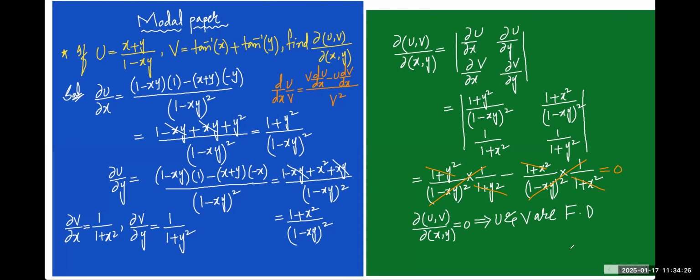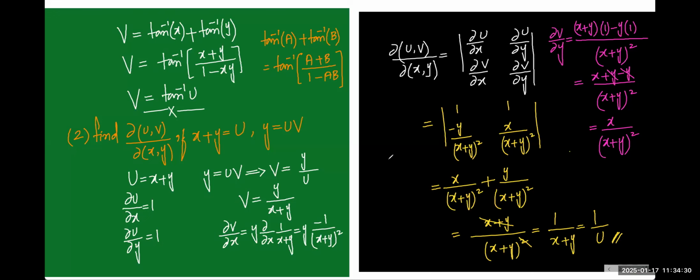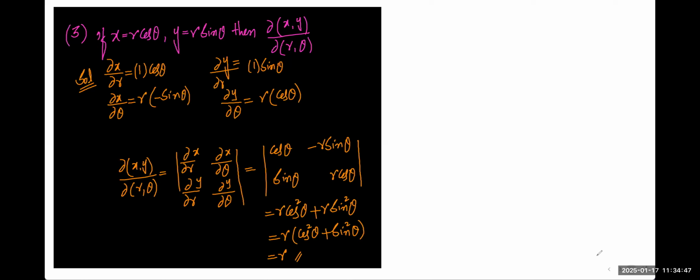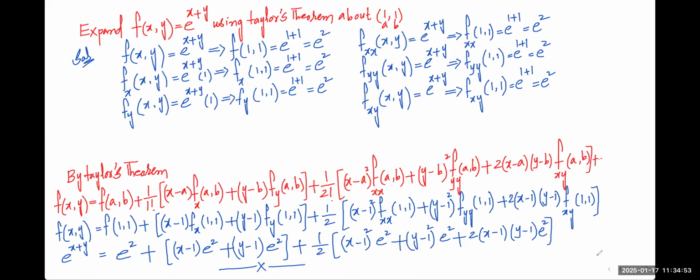This is page number 1. This is page number 2. And the remaining part of differentiation of V with respect to Y is done here with the pink color. Okay. This is page number 3. This is all about Jacobian again. And then finally, this is page number 4. This is all about Taylor's theorem.